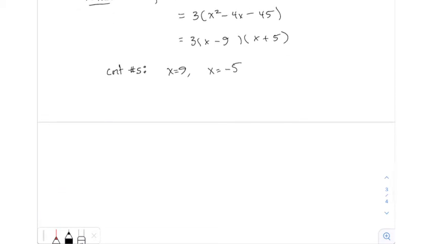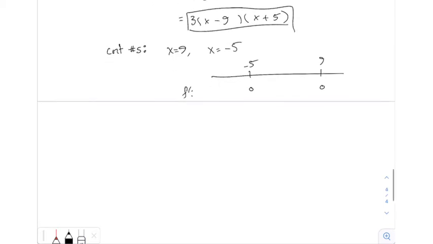I make the chart, -5 and 9, right? And I'm going to plug in values like we usually do. On the left side, I would use -6, I suppose, plugging into this thing in the box. So f prime of -6 is 3, -6 minus 9, -6 plus 5. This is plus, minus, and minus. So that all is positive. Positive times a negative times negative.